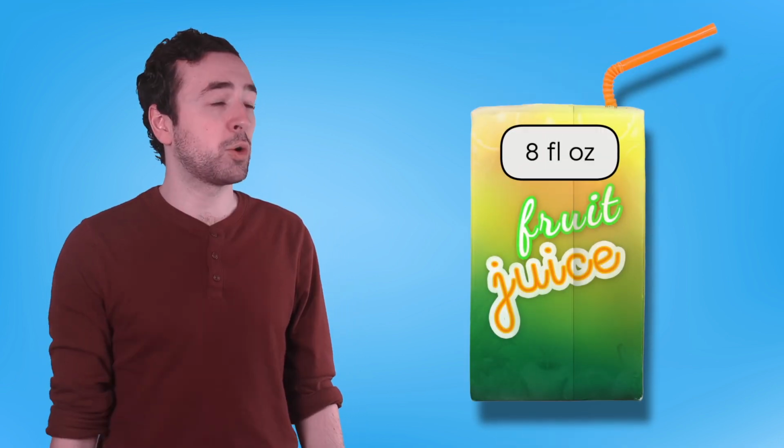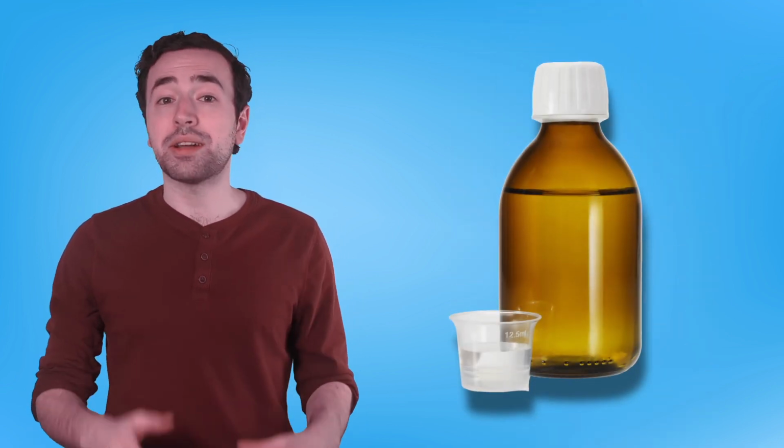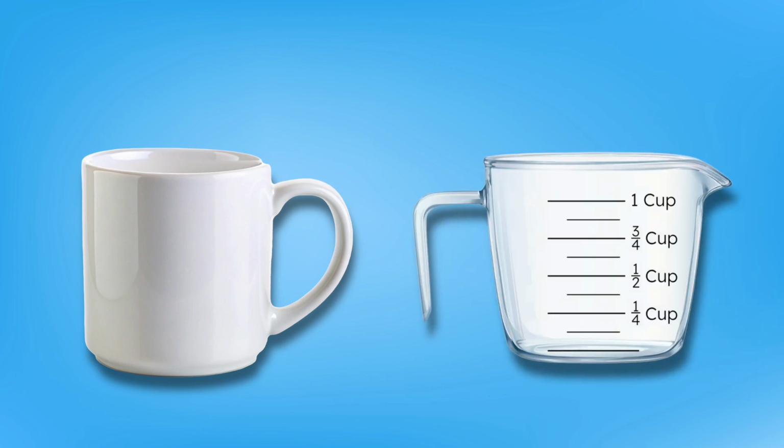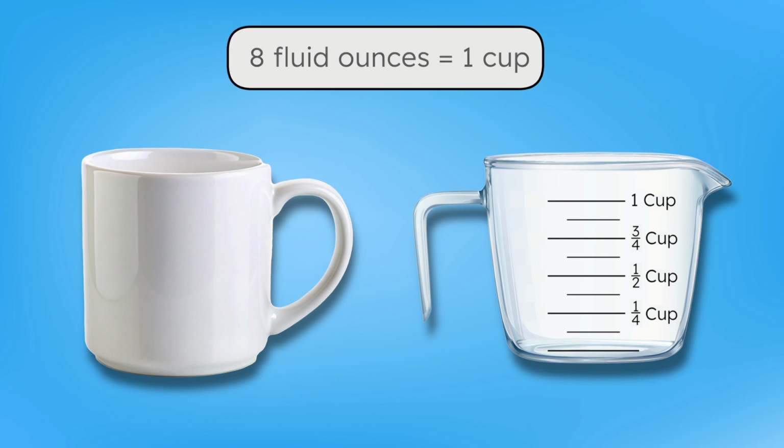A juice box might hold 8 fluid ounces, or a bottle of medicine might list its contents in fluid ounces for precise measurement. Fluid ounces are often used for amounts ranging from a single ounce to several dozen, depending on the container. Next, think about a coffee mug or a measuring cup in your kitchen. This is about 1 cup. 8 fluid ounces equals 1 cup.